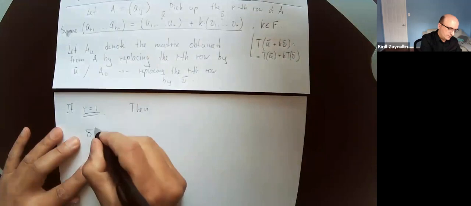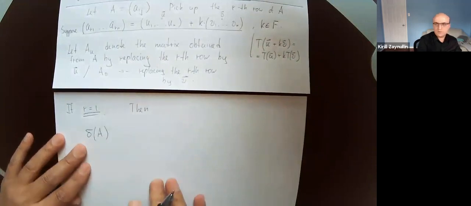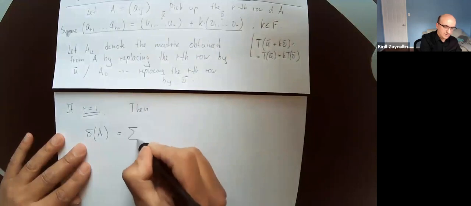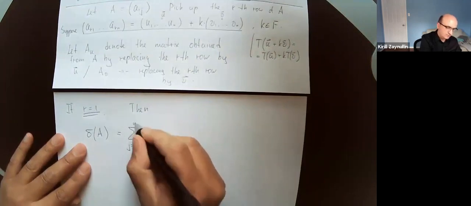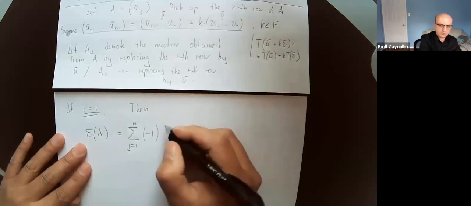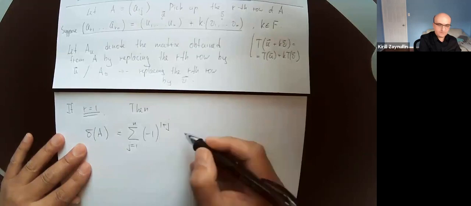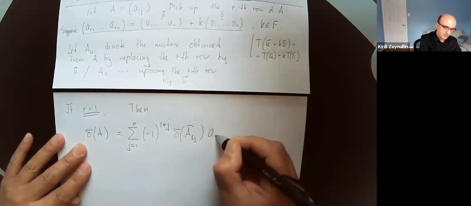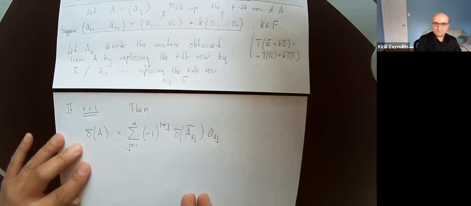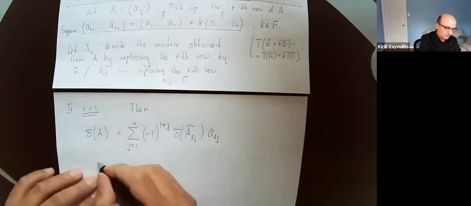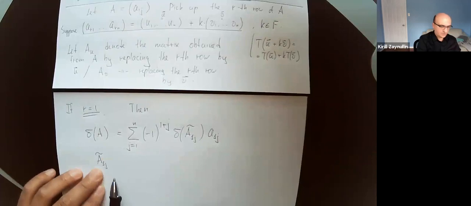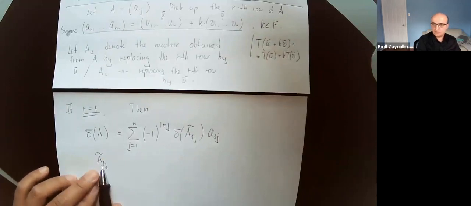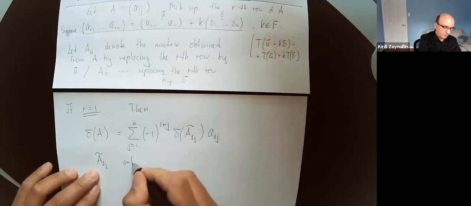by the formula that we have in hand, we can write that delta of A is the sum over j from 1 to n of minus 1 to the power 1 plus j, delta of A tilde 1j, times A1j. Now let's look at this matrix. That's just a matrix obtained from the matrix A by removing the first row and the jth column.